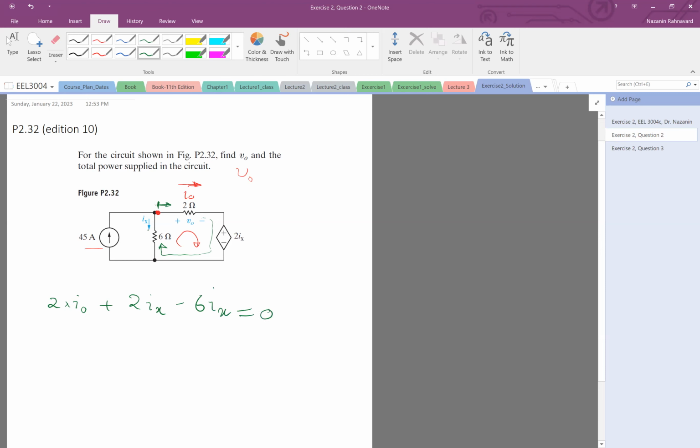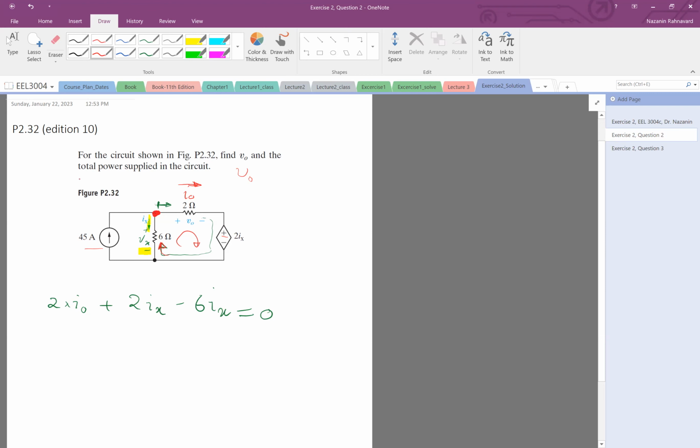Again, the underlying fact is that if I is going this way, this is plus minus Ix, Vx, and if I'm going this way, I'm hitting a negative. Hopefully you can do it automatically. Starting from the beginning of the loop: 2 times IO plus 2Ix minus 6 times Ix, because I'm going this way and the Ix the other. So this is a KVL.